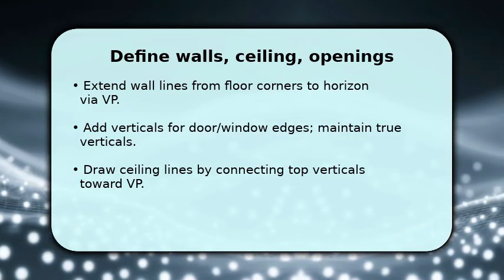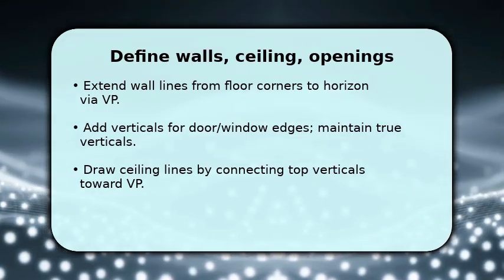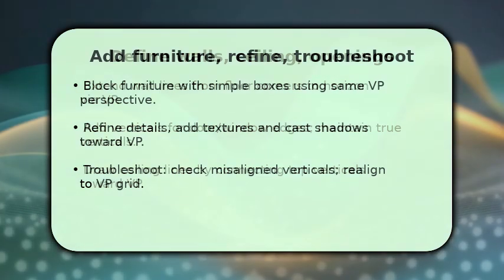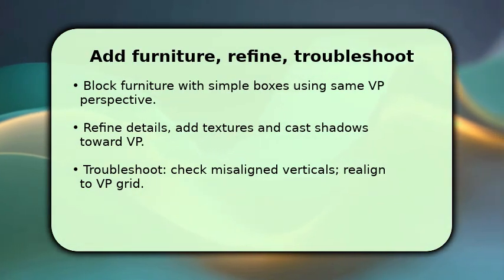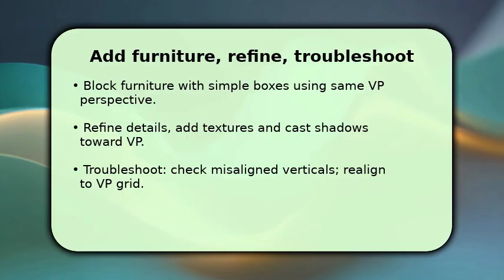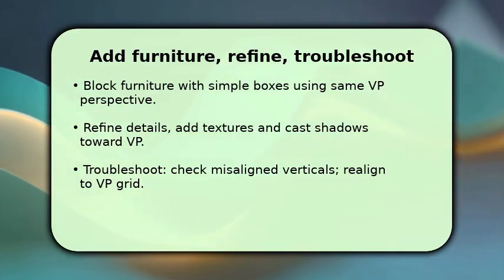Finish by blocking in furniture as boxes that follow the same vanishing point lines so every object sits in the same space. Once basic shapes are placed, refine edges, add details like baseboards and window frames, and sketch shadows cast toward the VP to sell depth.